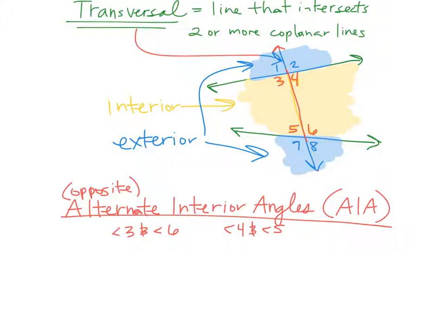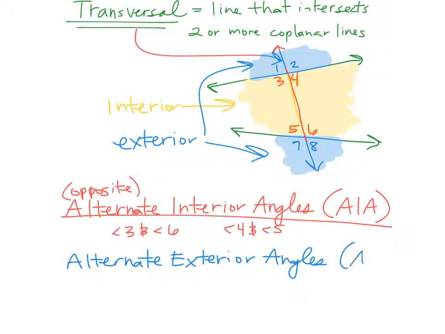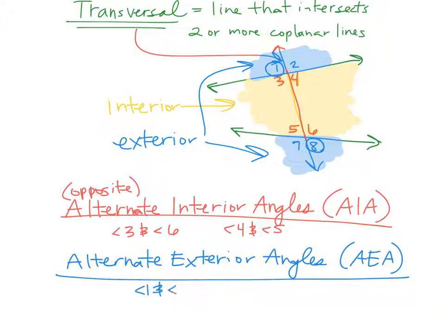So then what is alternate exterior angles? 7 and 2, and 1 and 8. And for alternate exterior angles, same idea. AEA is fine for me. But that would be angle 1, and then on the opposite side is angle 8. Okay, so angle 1 and angle 8 are alternate exteriors, or angle 2 and angle 7 are alternate exteriors.